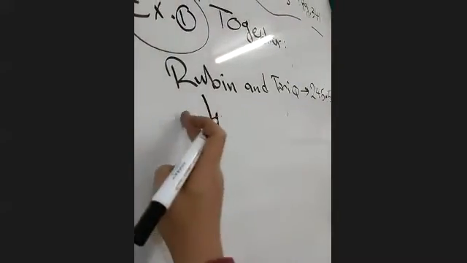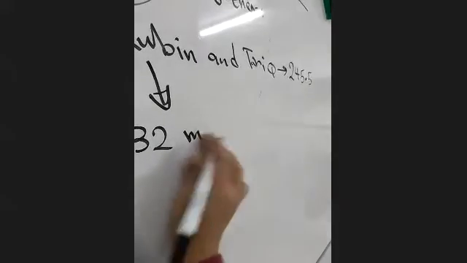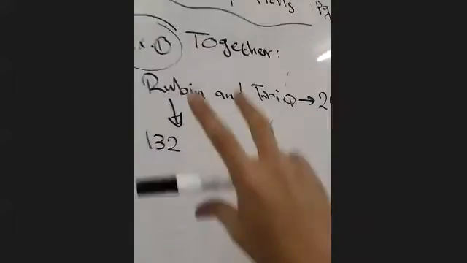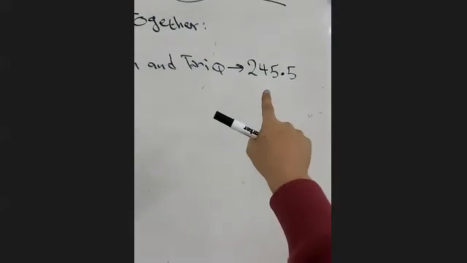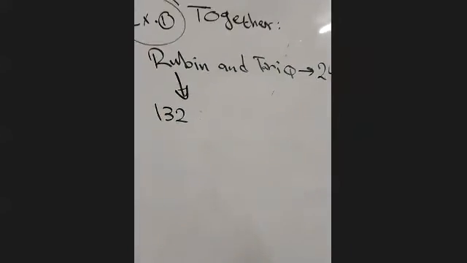Continue. Ruben downloaded 132 megabytes of music. Good. روبن لحاله كم downloaded? 132 megabytes. So together they downloaded 245.5. Ruben alone downloaded 132. Continue.